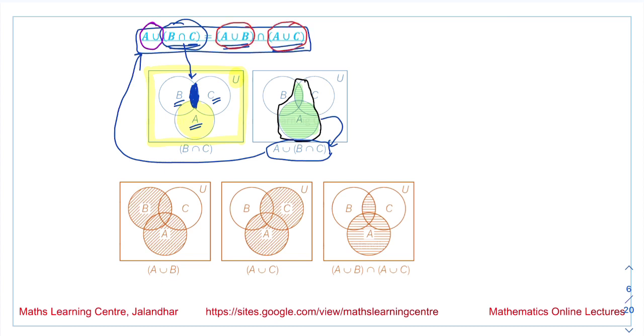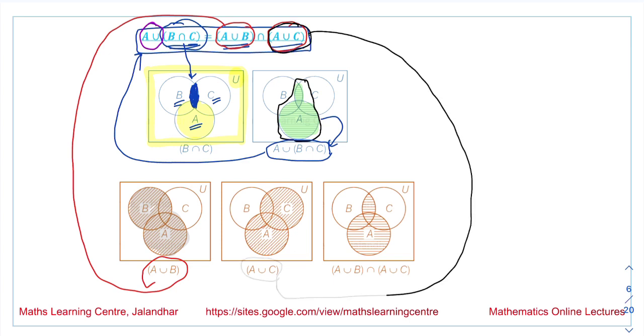Next we have to draw A union B, and we have to draw A union C. When we are drawing A union B, this shaded portion is the portion A union B. Next we have to draw A union C. So we have taken the union of A, this is the portion A, and this is the portion C. So this is A union C. This shaded portion represents A union C.